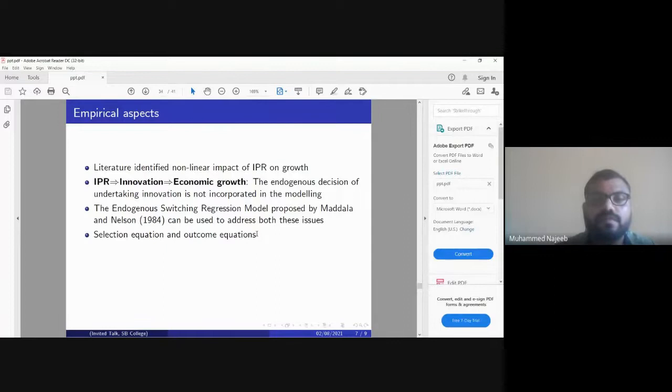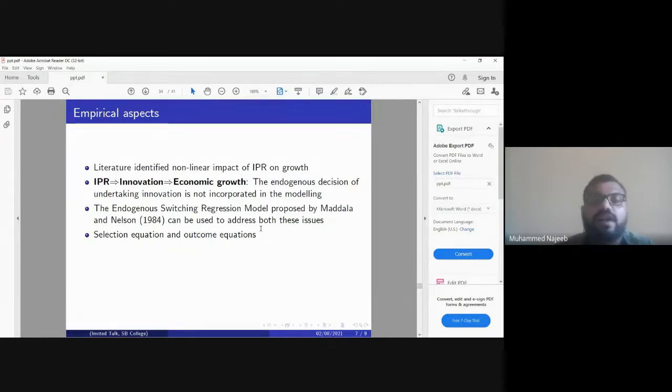In this endogenous switching regression model, there should be two equations. One equation is basically a selection equation. That selection equation is identifying the relationship between innovation and intellectual property right, and then two outcome equations. Using those two outcome equations, we can identify the impact on a certain set of countries and on another certain set of countries. Two groups we can identify.